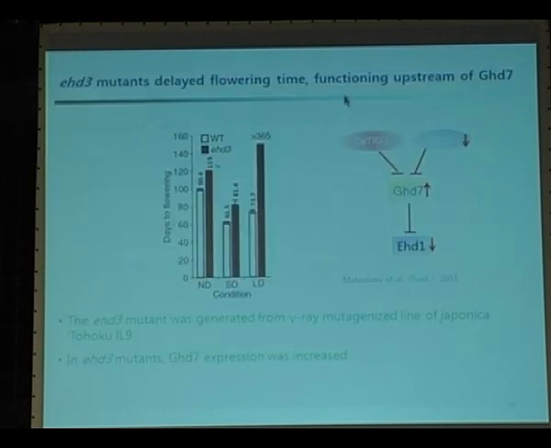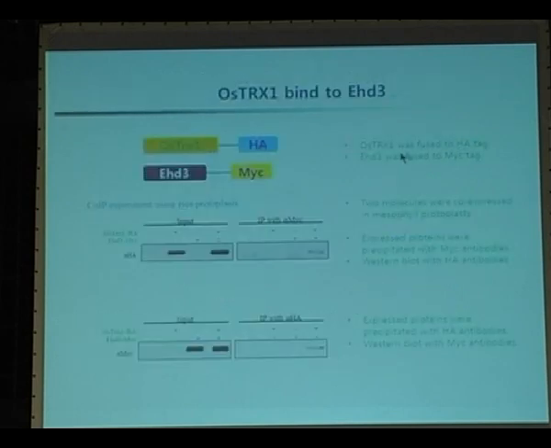Let me go back. Since they are working upstream of this, one possibility is that they may interact with each other, because TRX1, like BIL2, does not function by itself. It has to have a partner. So what will be the partner? The easiest thing is, what about EHD3 itself? So we made the fusions, TRX1 H8 fusion, EHD3 Big fusion, and then did a co-IP experiment in rice first. It confirmed that actually they bind together.